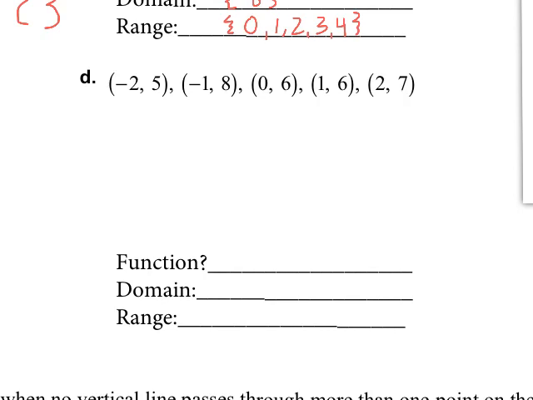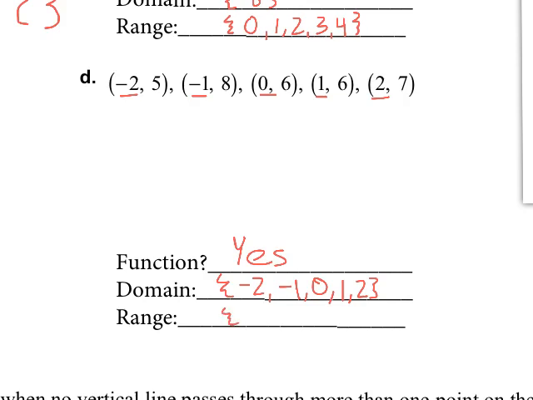So you really just have to look at the x's. I have x values of -2, -1, 0, 1, and 2. Do any of those repeat? They don't repeat, so that would, yes, be a function. Because every one of those inputs has exactly one output. If one of those inputs repeated with a different y value, that's when you know you do not have a function anymore. Okay, so my domain would be all of those x values, so -2, -1, 0, 1, and 2.